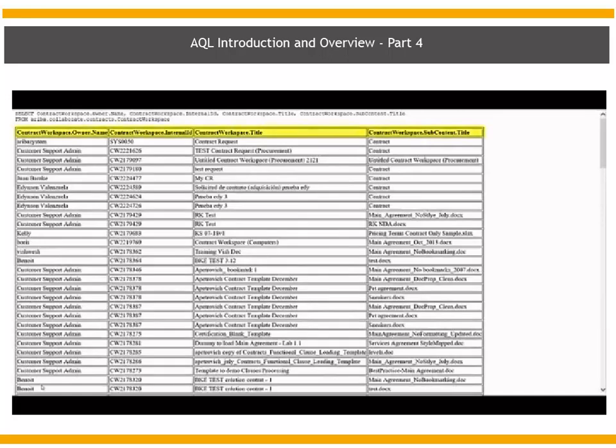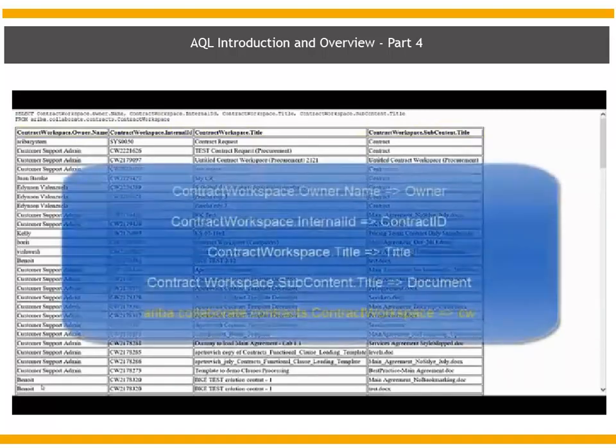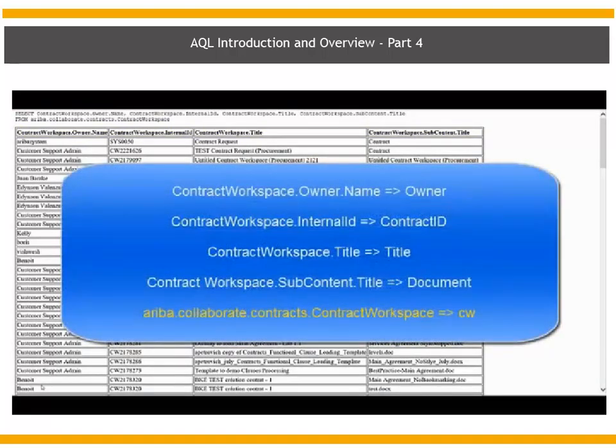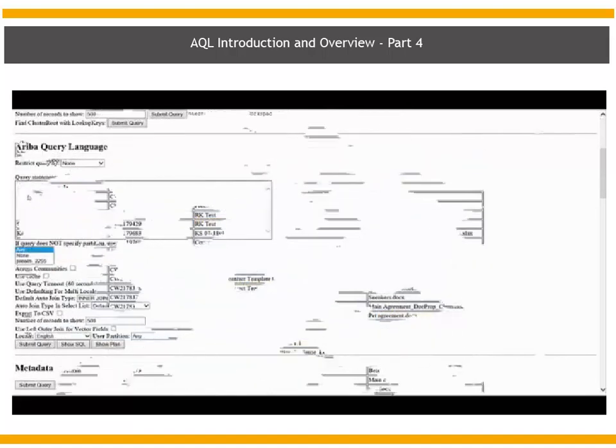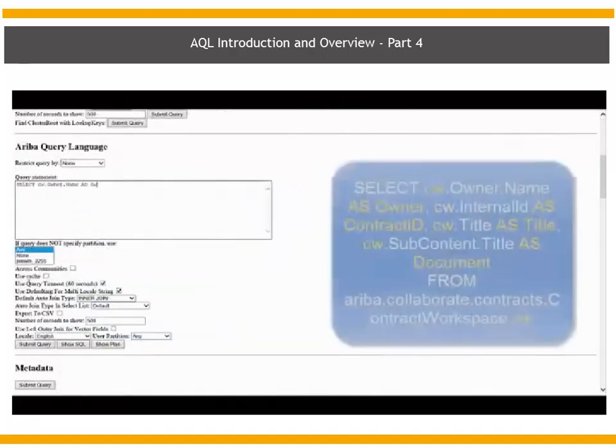Note that the results are not very reader-friendly, and we had to keep typing the class name out over and over again. However, if we assign aliases for our fields and refer to the class by cw, we can condense the query and make it more reader-friendly as follows. Take a moment to note the format.